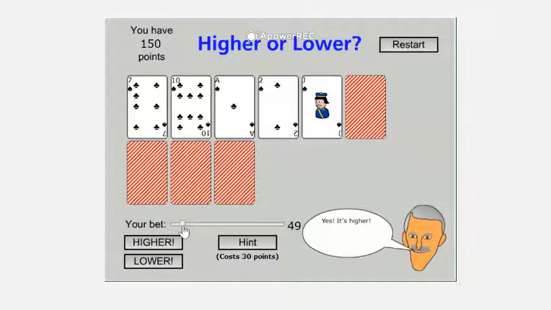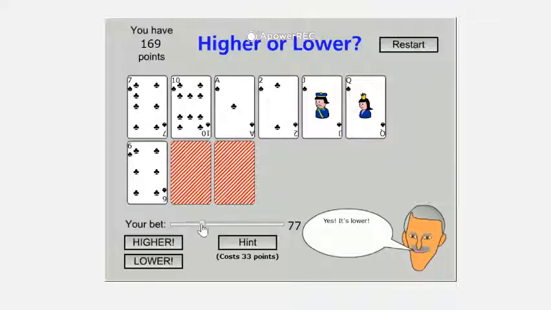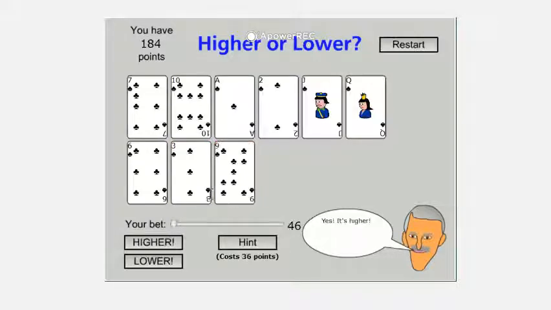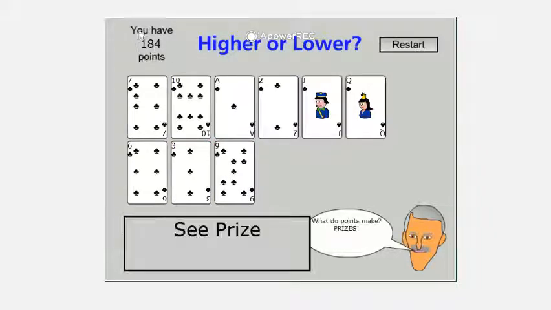So I keep playing. Jack's quite a high card, so I think it's going to be lower. Oh, that was unlucky, so I lost that one. I'm very confident it's going to be higher than 3 because there's only 2 cards lower. So I scored 184 points.